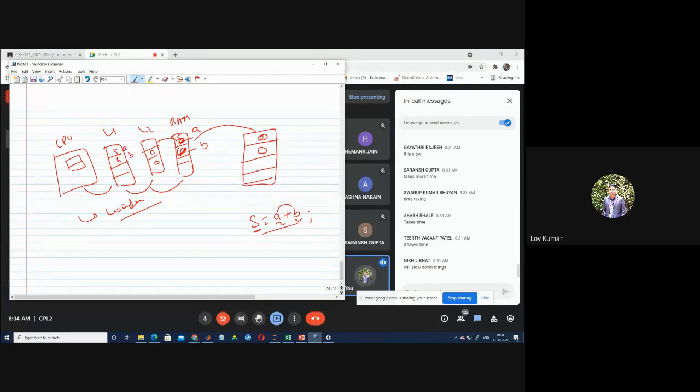When it stores A and B here, this data becomes public. Public means now anyone can use this data. Now assume you have executed this instruction, and the CPU calculates the value and stores it: S is equal to 11. Now your task is completed. After completion of your task, this memory becomes public, and now anyone can use this memory.